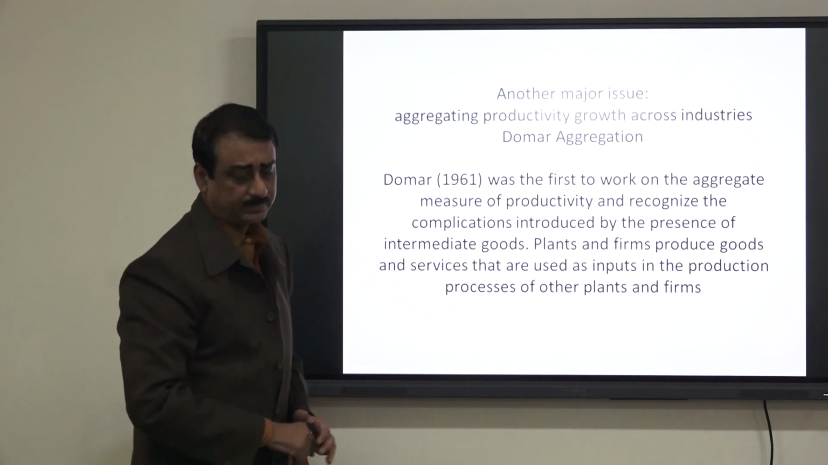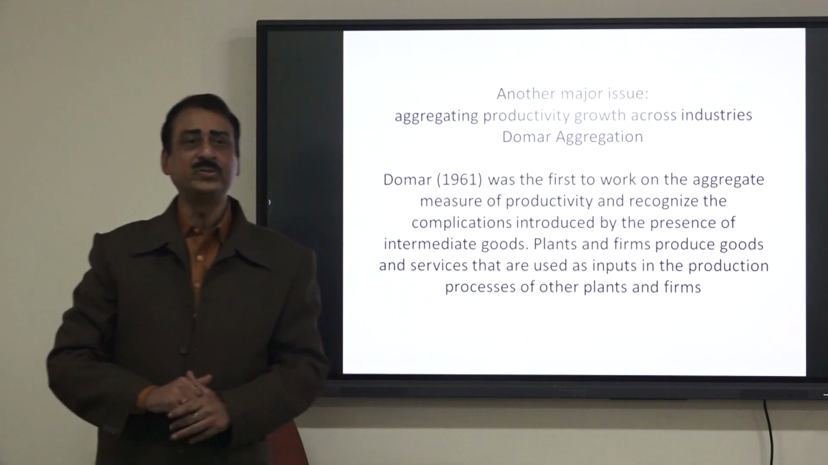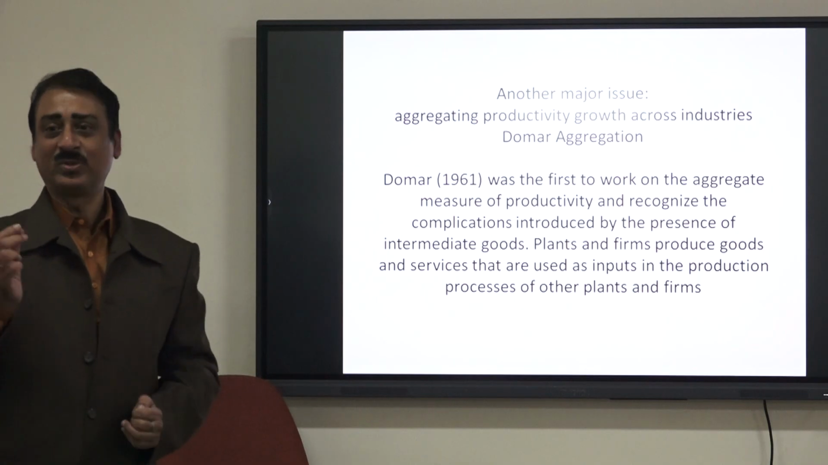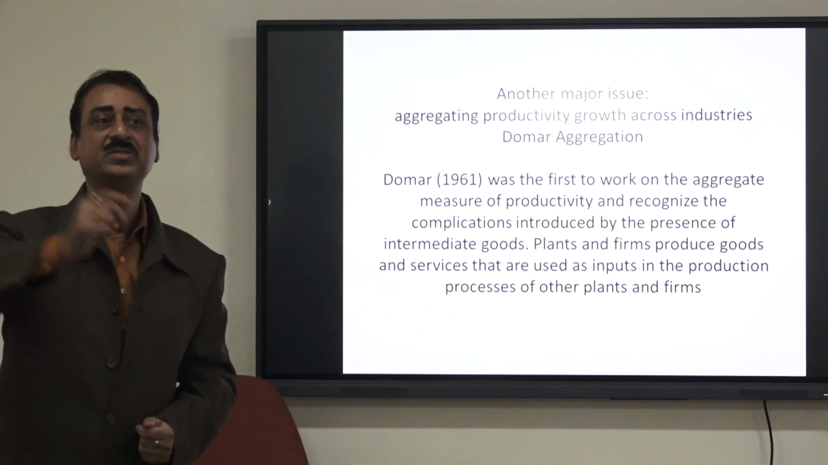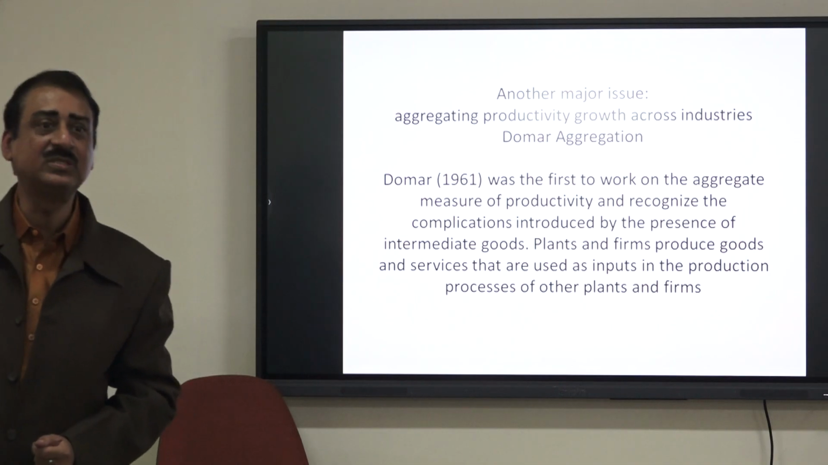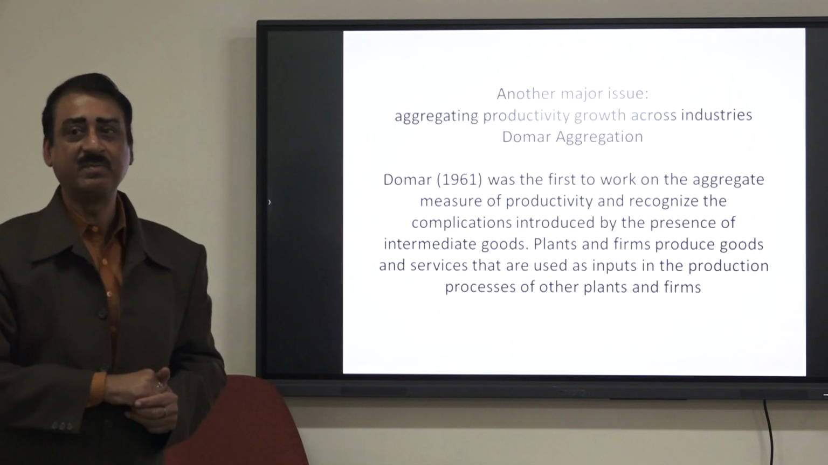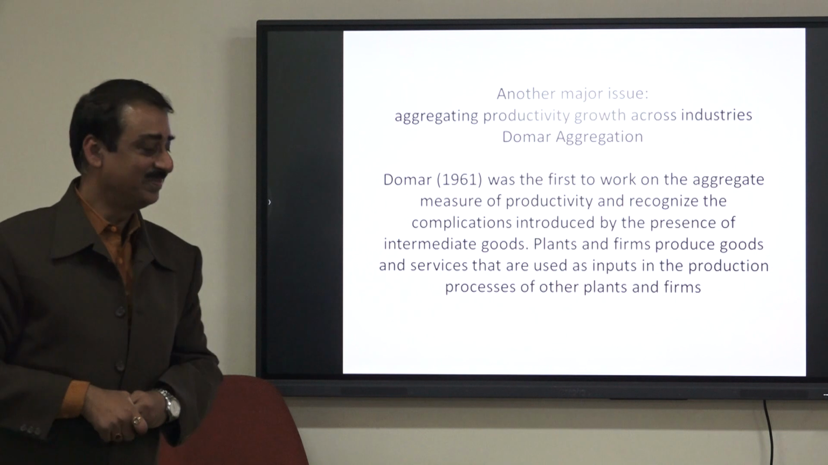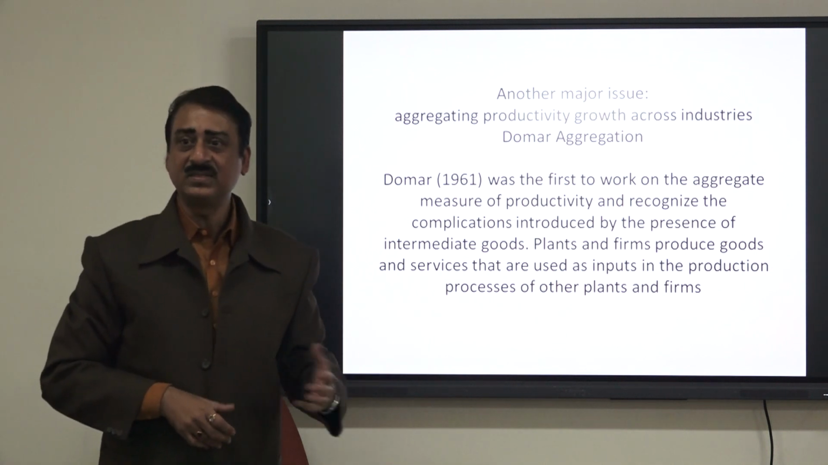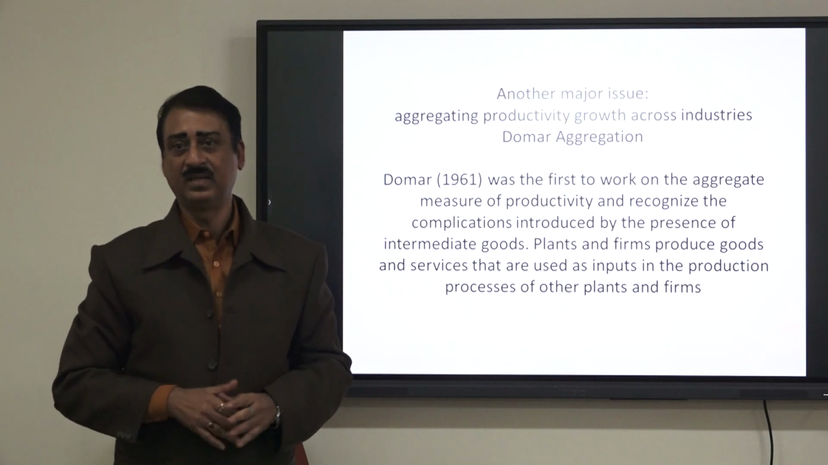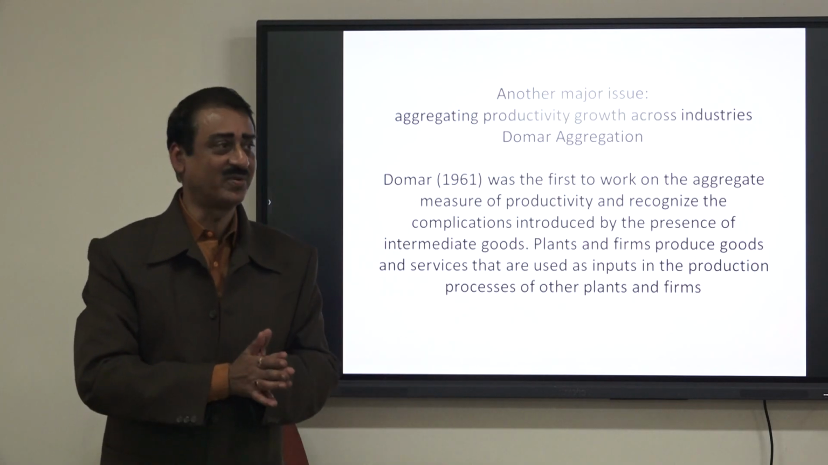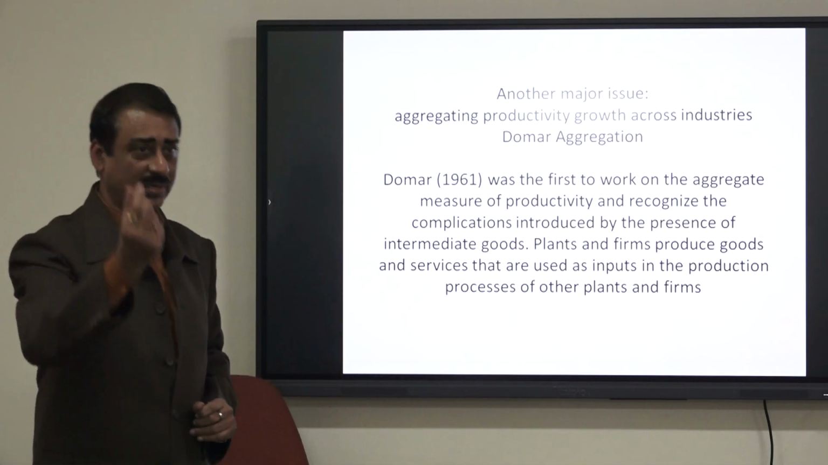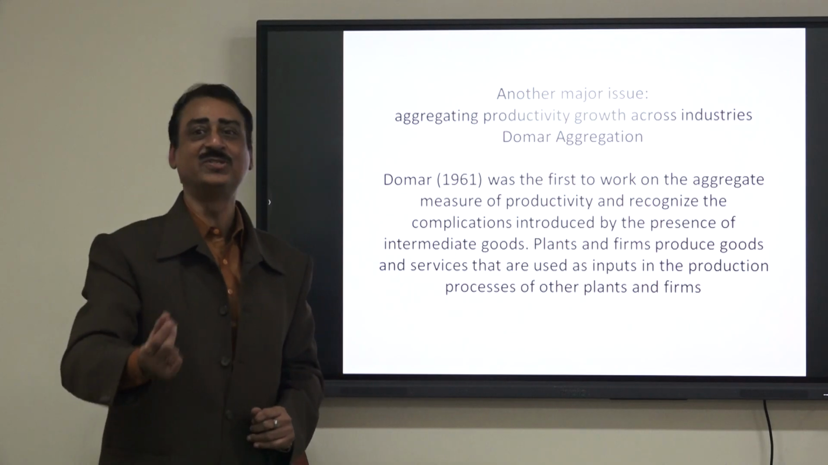Another issue is how do you aggregate? Suppose you have estimated total factor productivity growth for steel industries, for chemical goods industries, for machine tools industries, for garment sector, etc. Now, how do you combine that? That's a very important question. There are many different methods. One is Domar aggregation. That I think is the simplest form of aggregating it, and then you can come up with one specific index that this is the total factor productivity growth for all industries for a given country.